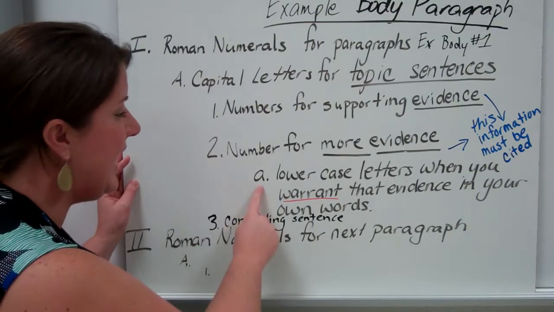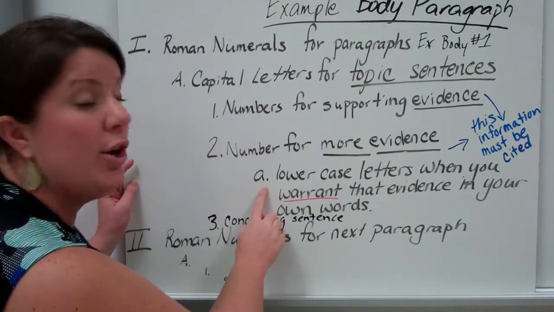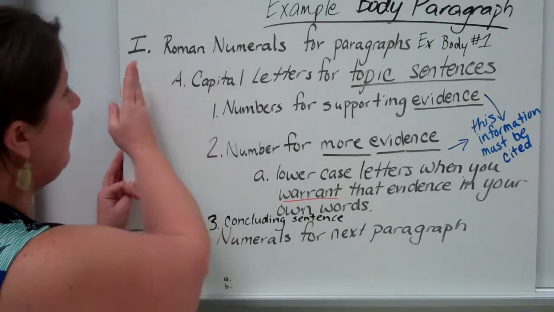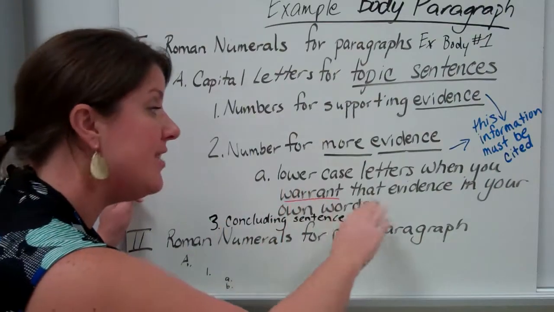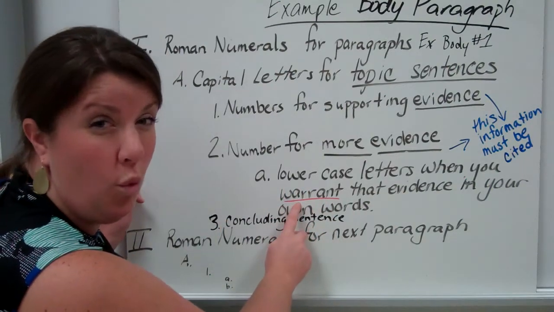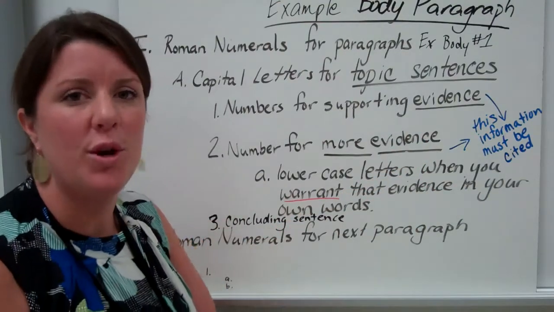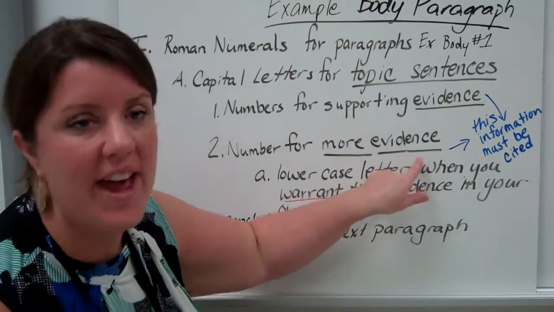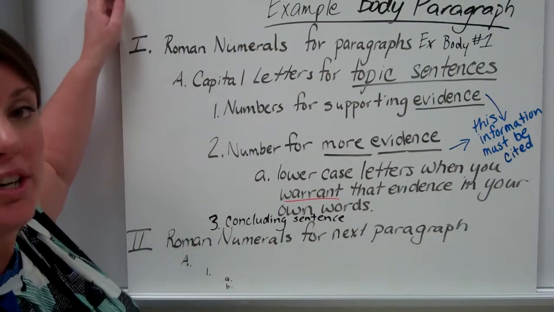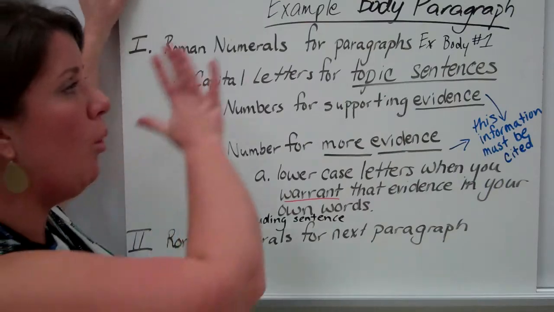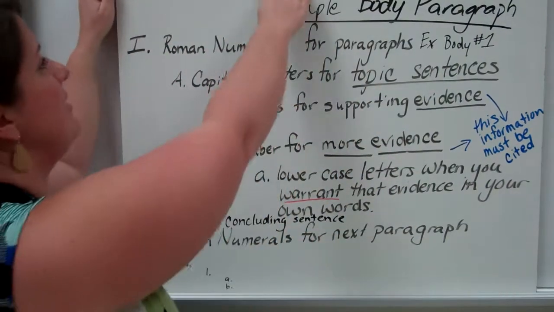Then you indent again, and so you could have an indent here and an indent here, we go to lowercase letters. So we went Roman numeral, capital letter, numbers, lowercase. This is where you're going to, here's this magic word, warrant. To warrant the evidence, that just means you're putting it into your words. You're explaining why this fact is important. Then you do your concluding sentence. All right, so we're going to do a quick example because when you do an outline, the only full sentence is going to be your thesis.